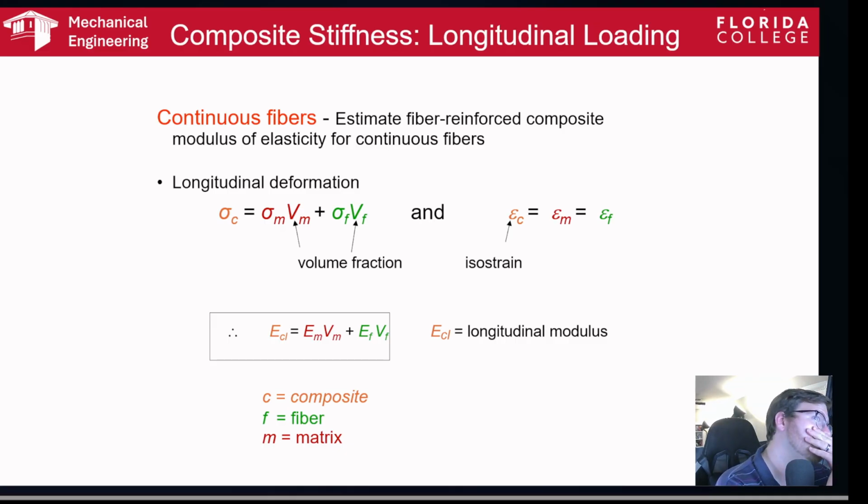So for continuous fibers, we can estimate the fiber reinforced composite modulus of elasticity. To get that, we take our Young's modulus, and this is exactly what we've seen before with our particulate matter, except instead of E_P V_P, we're saying E_f V_f. So that's the Young's modulus of the fiber multiplied by the volume fraction of the fiber, which is the amount of volume of one over the other. If you add V_m and V_f together, they should equal 1.0.